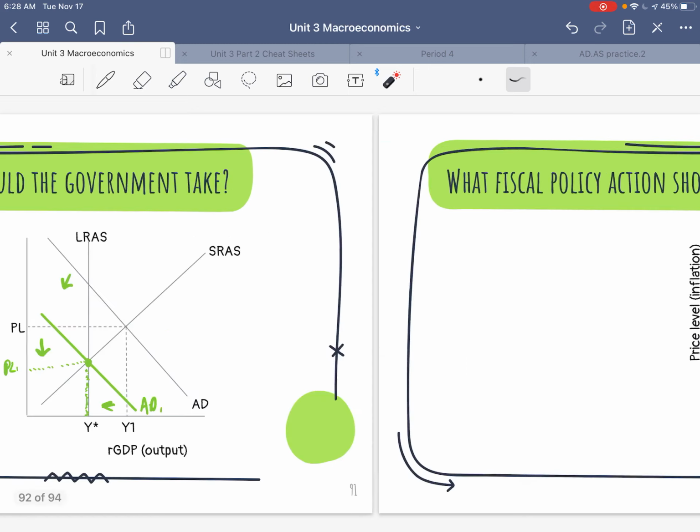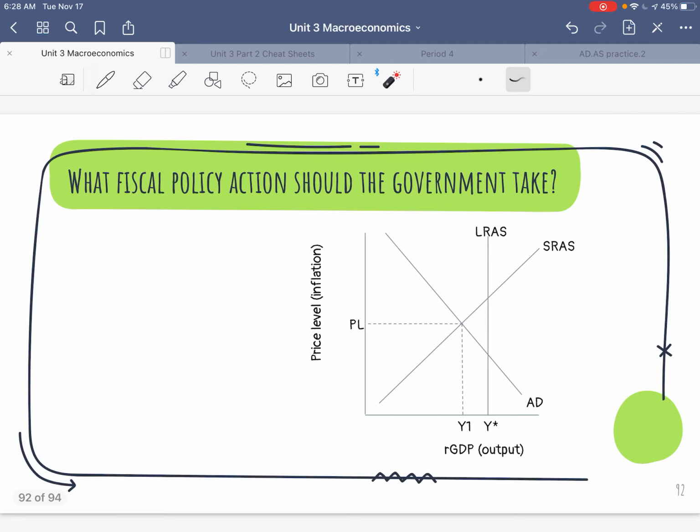All right, next one. So what fiscal policy action should the government take? The first thing we have to do is look at the graph and think, what is the problem on this graph? So we've got an SRAS and an AD that are meeting right here, price level and output, but that is all below where they should be. The LRAS curve is where it should be. Y star is where it should be. So our output, Y1, is less than Y star.